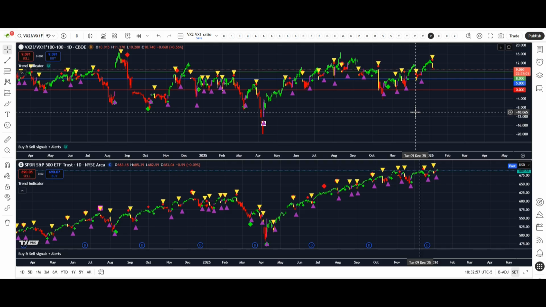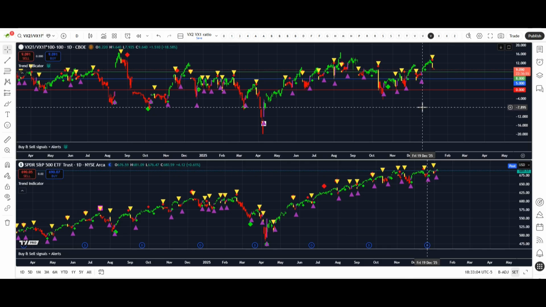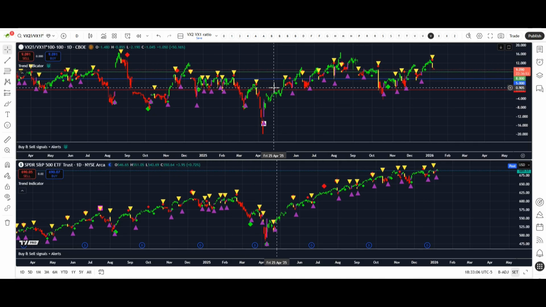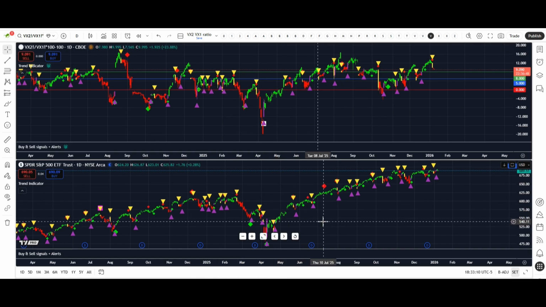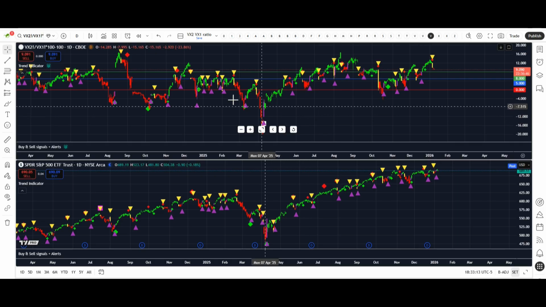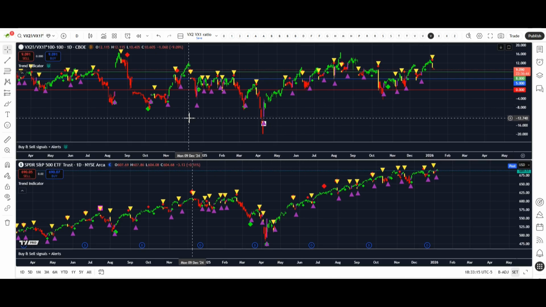I'd say it's about 90% successful, and we're going to see that here in a minute and why it is. So what we've got at the top here is the ratio between the VX2 and the VX1. Down the bottom is the S&P. So stick with me and we'll try and work through this together.